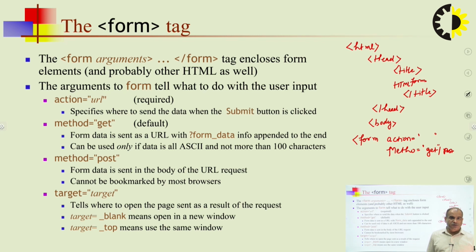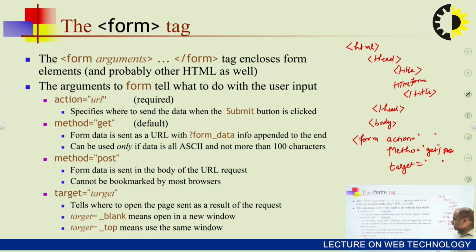The second method is post. So the form data is sent in the body of the URL request, and it cannot be bookmarked by many browsers. A large amount of data can be sent. Once we want to send a larger amount of data, in that case we will use post as the method. Either it will be get or it will be post. By default it is get. Next is the target attribute.